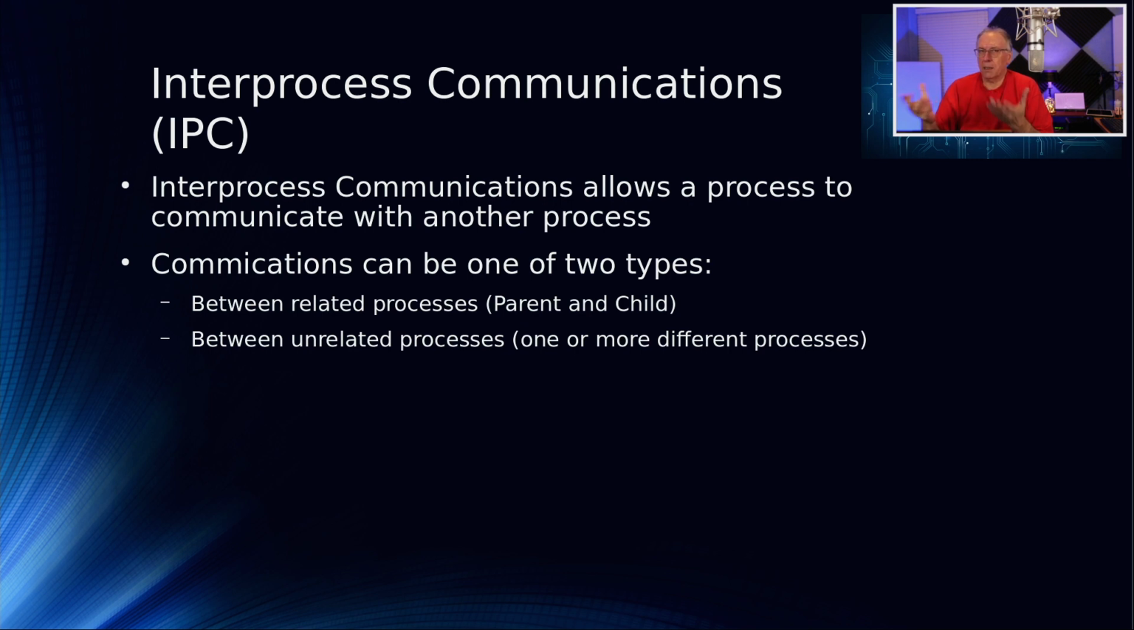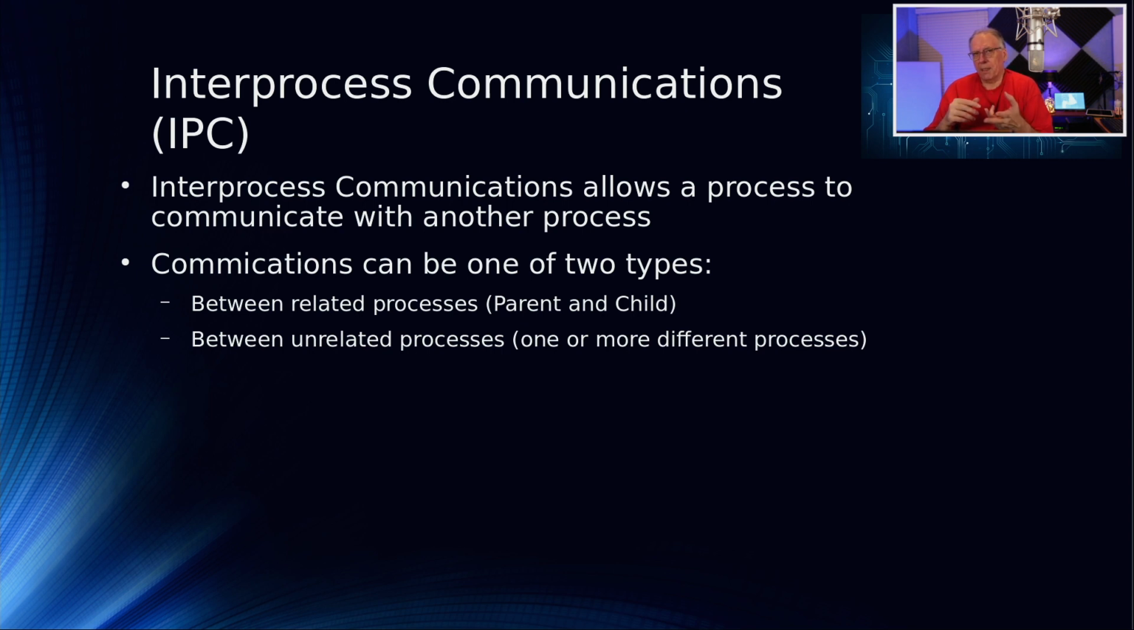Now, you can also communicate with many to many. So many processes can communicate with many processes as well. There are two kinds of interprocess communications. There's IPC that occurs between related processes, and we talked about that in process management, that you can have a parent and a child. If you're not familiar with that, go back and review the video on process management, and that'll explain what the difference is there. I'm not going to redo that today.